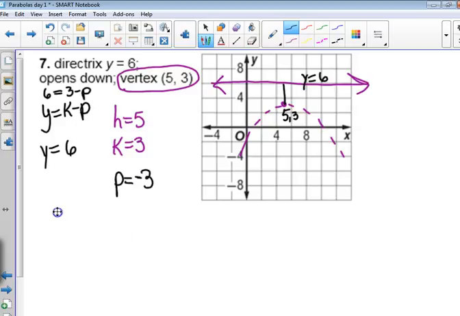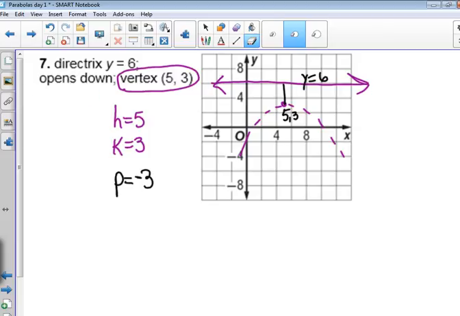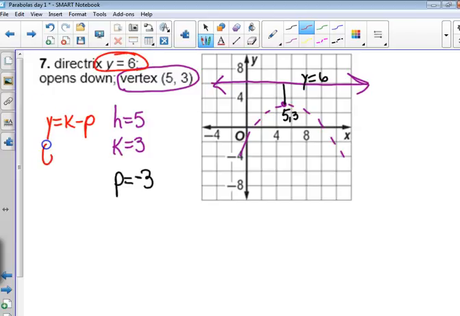Yep. Okay, one more time. Let me go back here. I lost some of you there. When I look at my sheet, it says y equals k minus p. Well, I know right here that this is a 6, and I know right here that this is a 3. If I subtract 3 from both sides, I get 3 equals -p, so p is -3. Is that a little better?